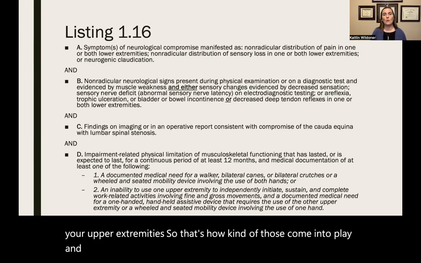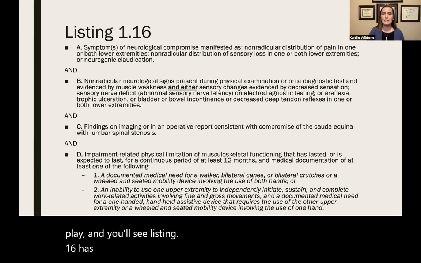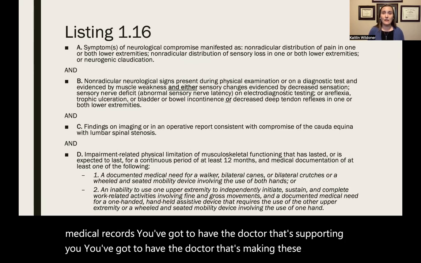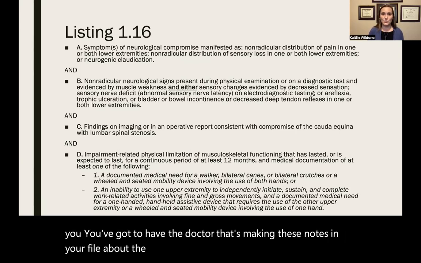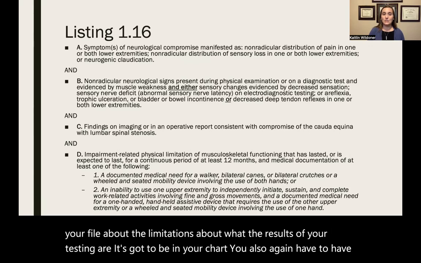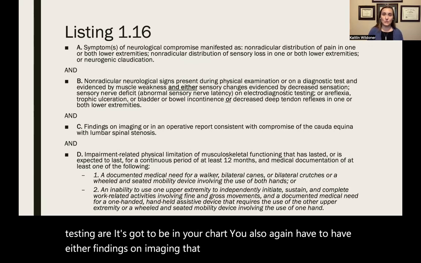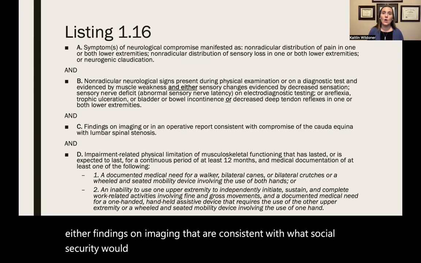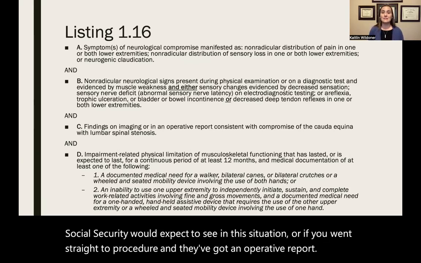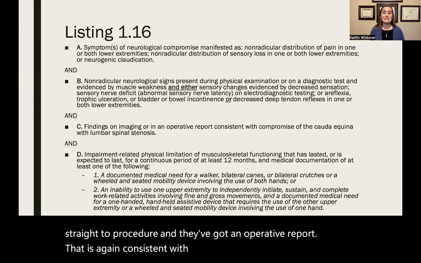And you'll see listing 1.16 has similar considerations as 1.15. Again, you've got to have the medical records. You've got to have the doctor that's supporting you. You've got to have the doctor that's making these notes in your file about the limitations, about what the results of your testing are. It's got to be in your chart. You also, again, have to have either findings on imaging that are consistent with what Social Security would expect to see in this situation, or if you went straight to procedure, an operative report that is, again, consistent with what Social Security would expect to see.